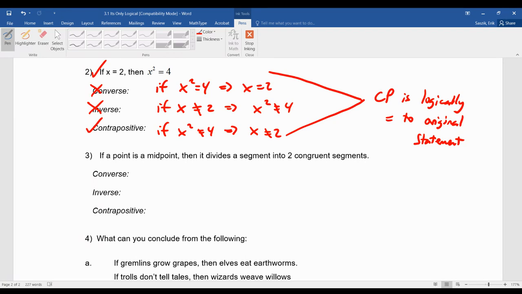By flipping it around and negating both of them, you're essentially canceling everything out and you're back to where you started, if that makes sense. But that's what I need you to be aware of. The contrapositive is the same exact thing as the original statement. The converse and inverse are not. Sometimes they might be true, sometimes they're not. That's not really critical. You should be able to write down the converse or the inverse, but they're not logically equivalent.